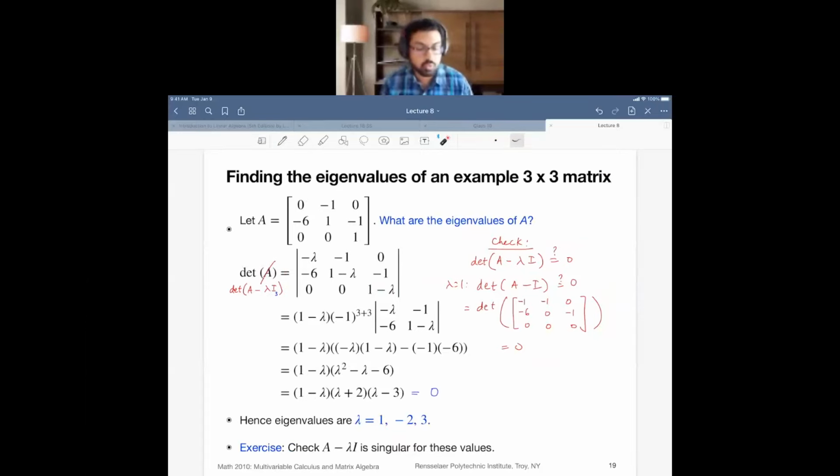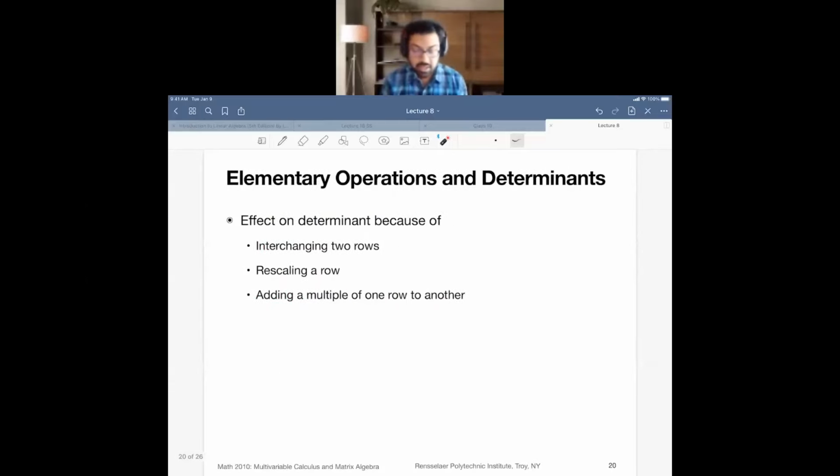The other two, and to check whether these are A minus lambda I is singular or not. So finding eigenvalues of a 3 by 3 matrix. Earlier we did eigenvalues and eigenvectors for 2 by 2 cases. Next, let us try to see what the effect is on the determinant of a matrix when we do elementary row operations.